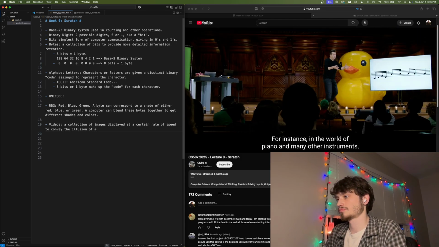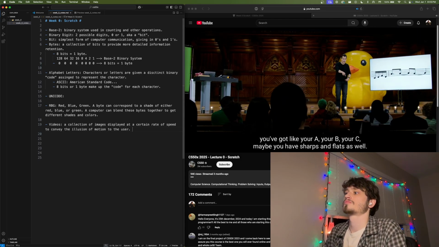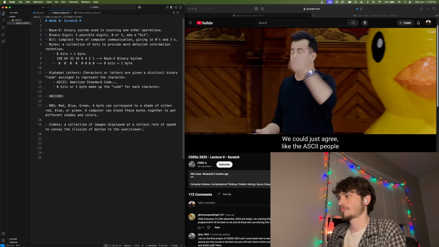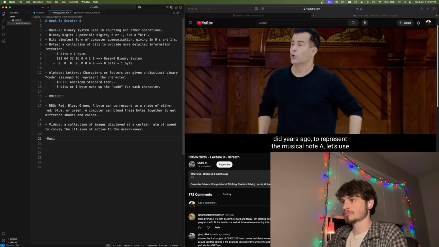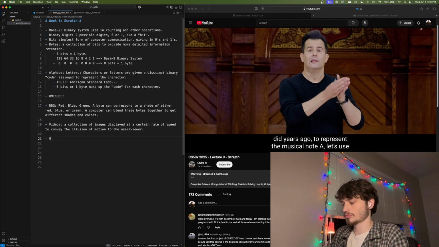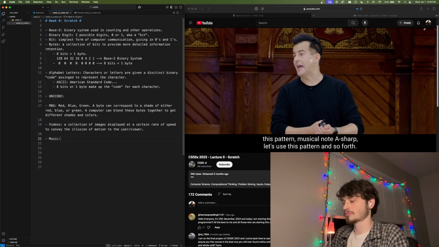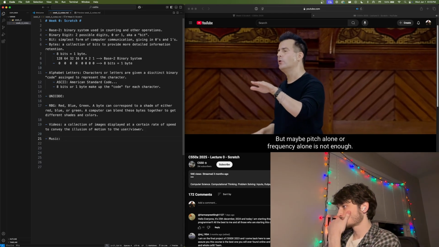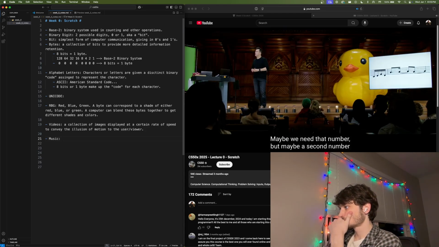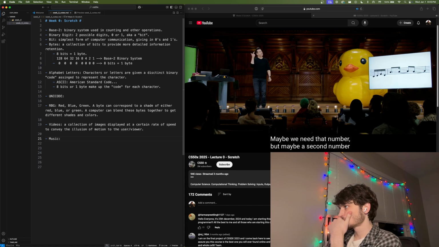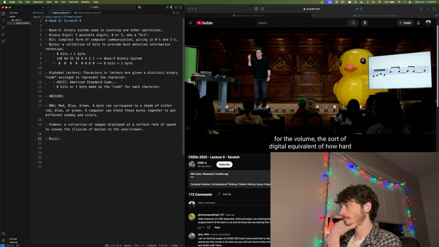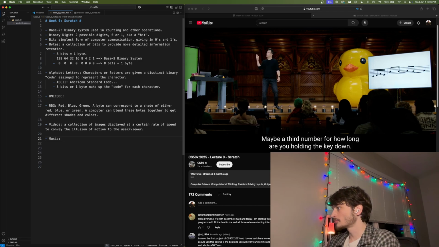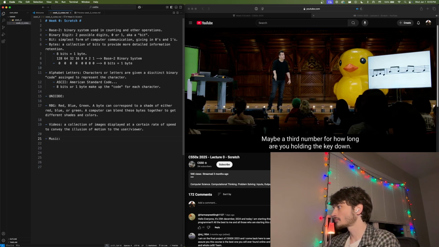For instance, in the world of piano and many other instruments, you've got like your A, your B, your C. Maybe you have sharps and flats as well. We could just agree, like the ASCII people did years ago, to represent the musical note A, let's use this pattern. The musical note A sharp, let's use this pattern, and so forth. But maybe pitch alone or frequency alone is not enough. Maybe we need that number, but maybe a second number for the volume, the sort of digital equivalent of how hard are you hitting the key on the piano. Maybe a third number for how long are you holding the key down.